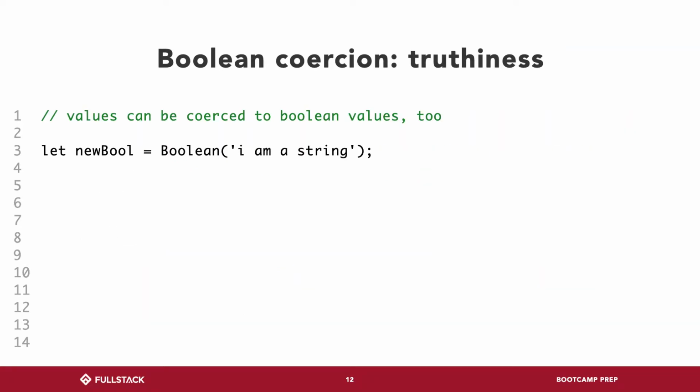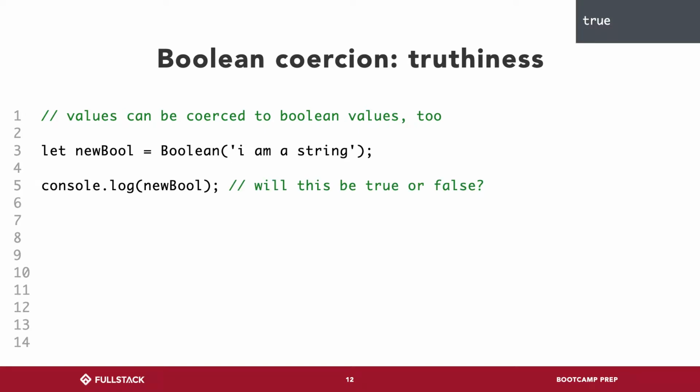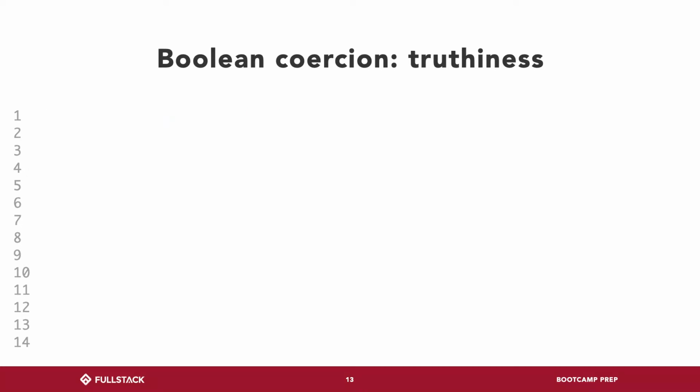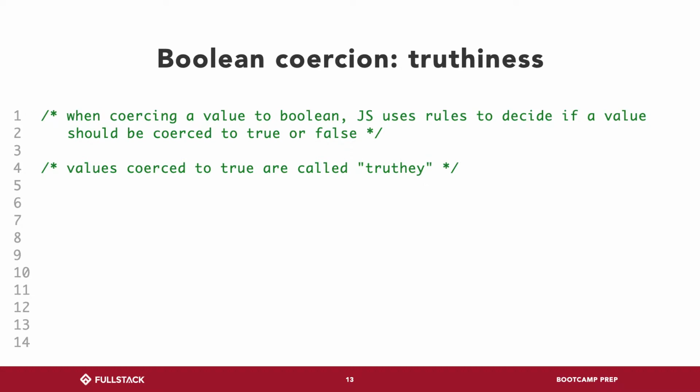So values can be coerced to Boolean values too. So this is true. The string, I am a string, coerced to a Boolean is true because any string with length is truthy. So if you coerce any string with a length, you would get true. When coercing a value to a Boolean, JavaScript uses rules to decide if a value should be coerced to true or false. Values coerced to true are called truthy, while values coerced to false are called falsy. That makes sense, right?